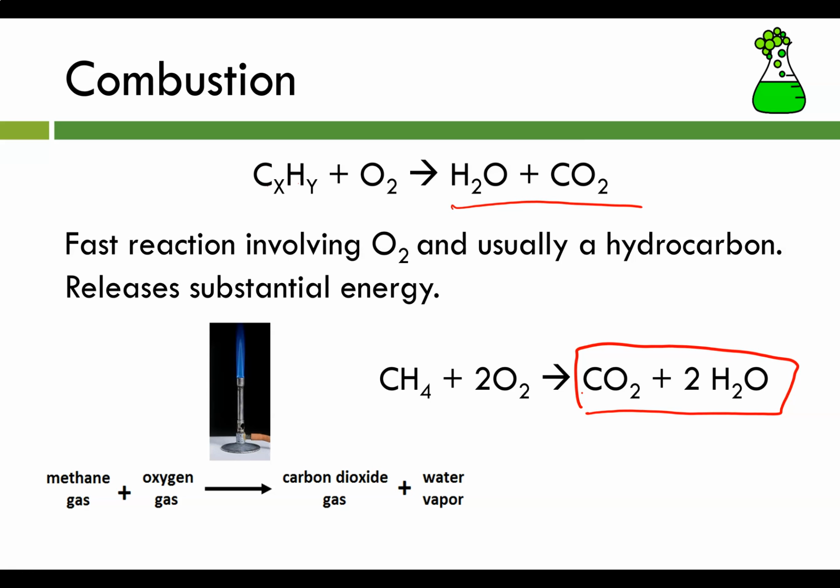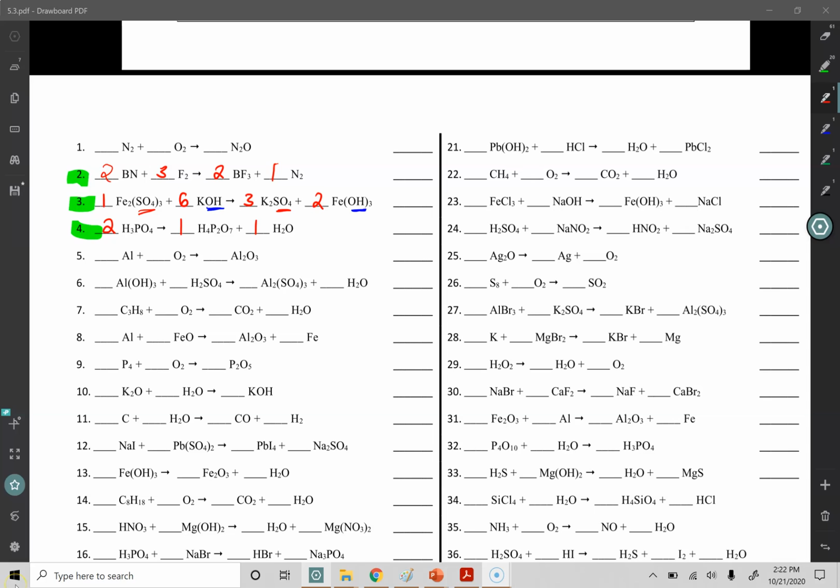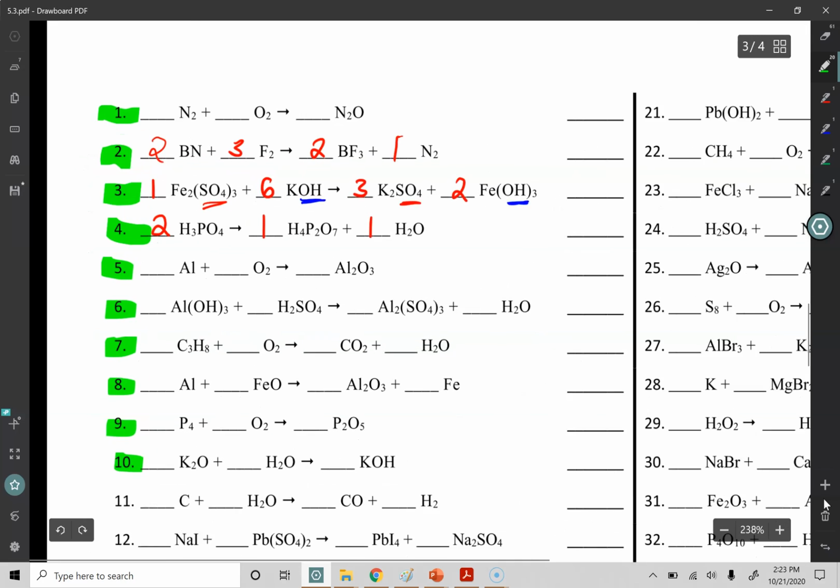All right, you know what? Let's go look at some practice problems. All right, so I'm back over in the practice problems where we did balancing in lesson 5.3. And you might have wondered what this bunch of lines are for at the end of the equation. Well, we're going to use that to classify reaction types. And let's get ambitious. Let's do like the first 10. Why not? These are pretty fast.